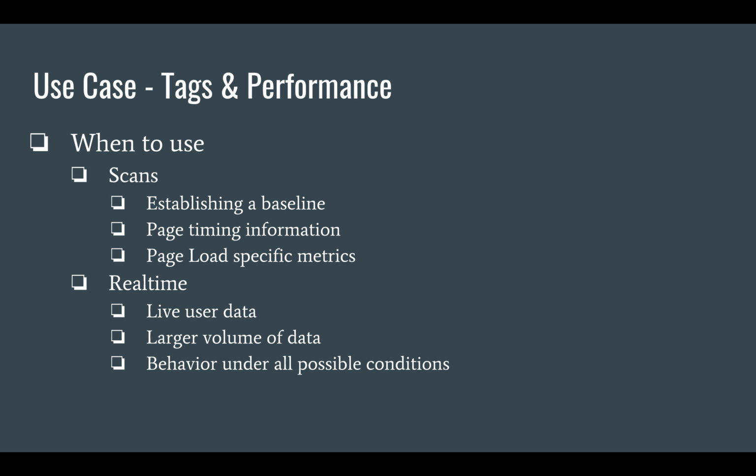Again, especially for performance, this is critical because we're able to see on average, or what the median timing information is for different tags as well as for the page. And we can see what the standard deviation is and really model things much, much better, just due to the volume and the diversity of the data that we're going to be seeing in real time.